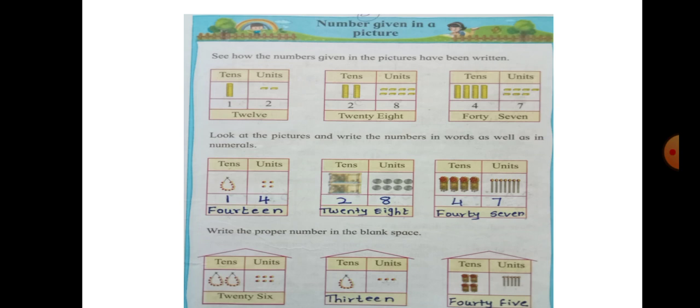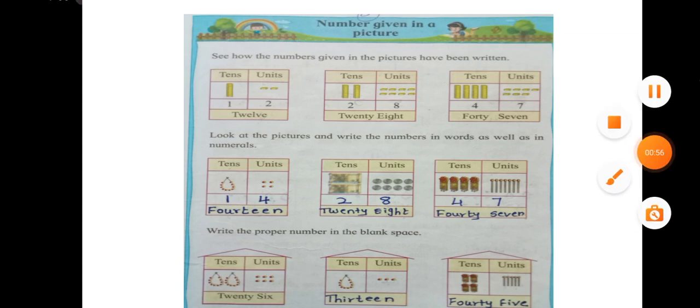So students, in previous lecture we have studied about the tens and units. What is the meaning of tens and units? Tens means the bundle of 10 is called tens, and the single numbers we are going to count are units. Okay, now see the textbook. See how the numbers given in the picture have been written.